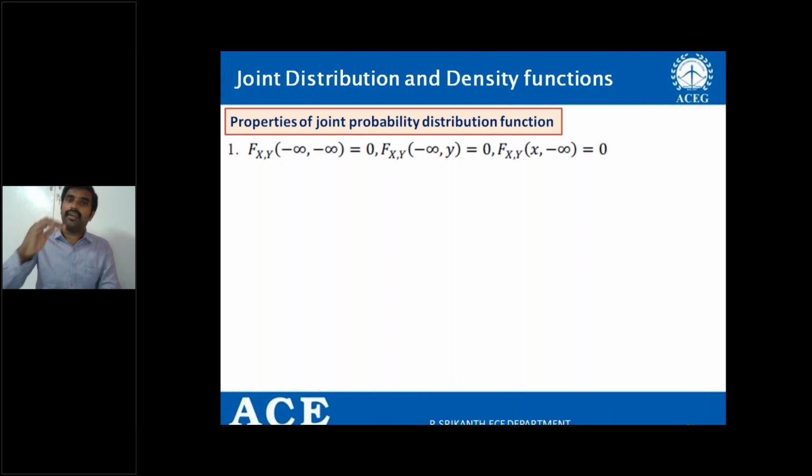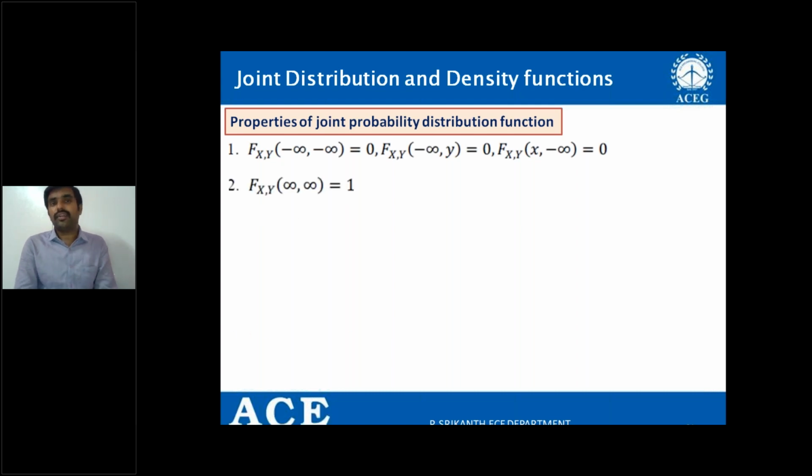As we have already proved the first property of the cumulative distribution function in the case of a single random variable, the same method can be used to prove the property here. Therefore, I'm not concentrating on the proof here, and this can be done by you with the knowledge of single random variable, right?